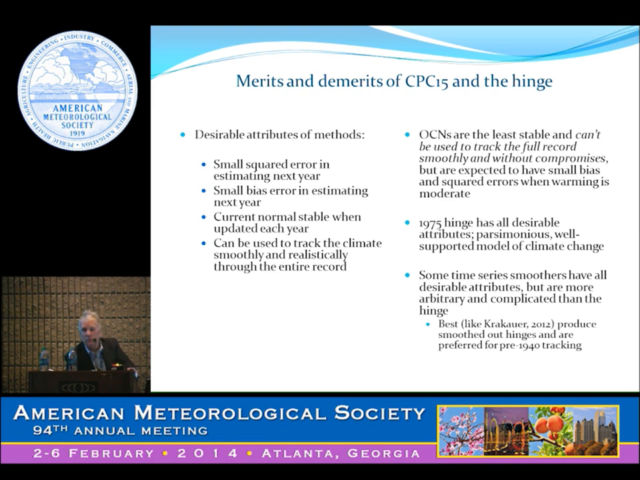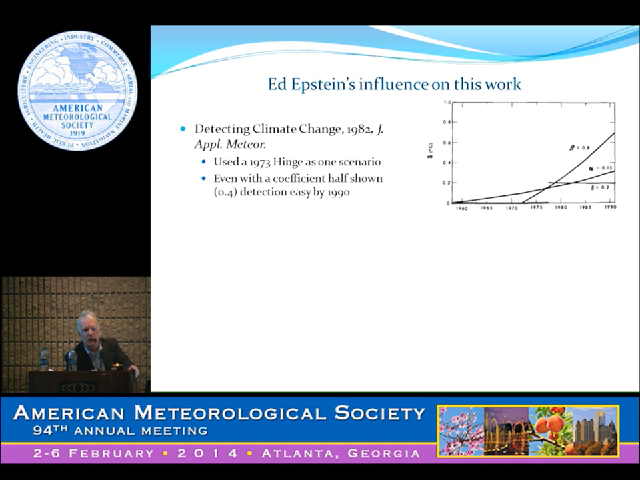There's one particular paper recently by Krakauer that has a very nice representation of the non-stationary normal in U.S. extreme temperatures, all the way from early in the century to the present. And in fact, if you look at the post-1940 part of it, it's pretty much just a slightly smoothed-out hinge. It's almost exactly what you would get from the hinge fit. But you would need to use that approach, for example, if you wanted to fit pre-1940, if your needs required that.